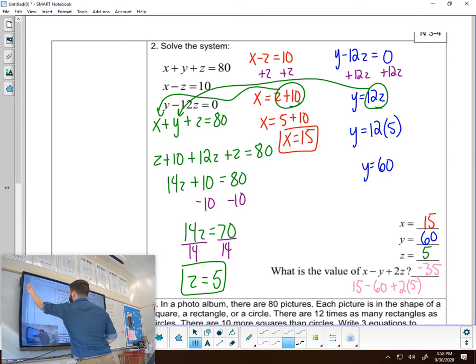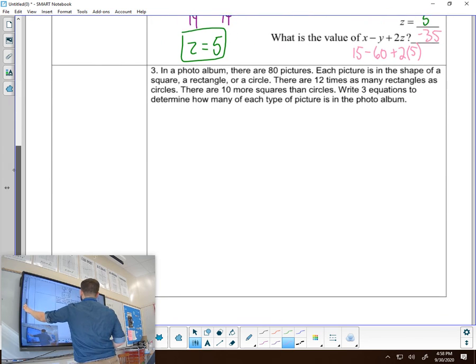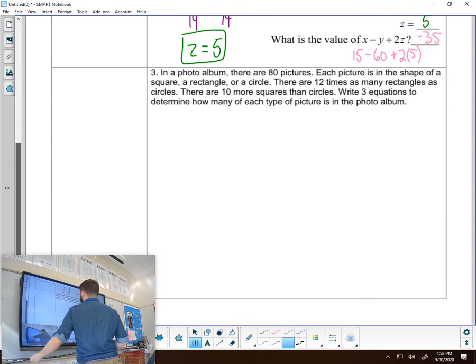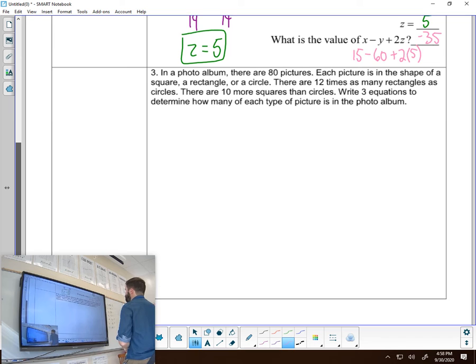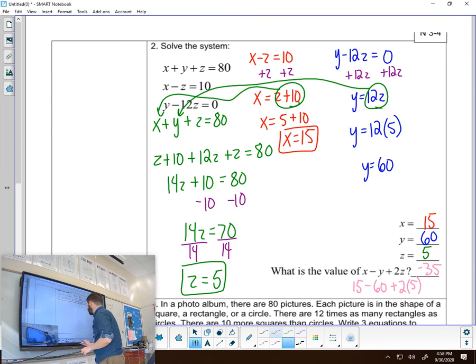So let's scroll down here, and let's now finish our last problem, number 3. So number 3, it says, in a photo album, there are 80 pictures. Each picture is in the shape of a rectangle, a square, or a circle. All right, so 80 pictures. We have a rectangle, a square, and a circle.